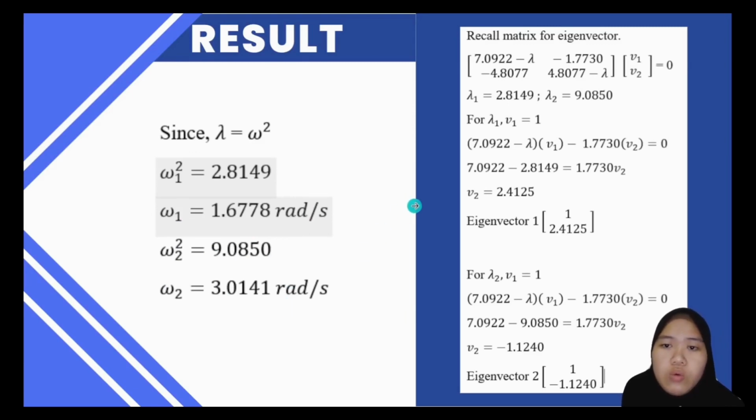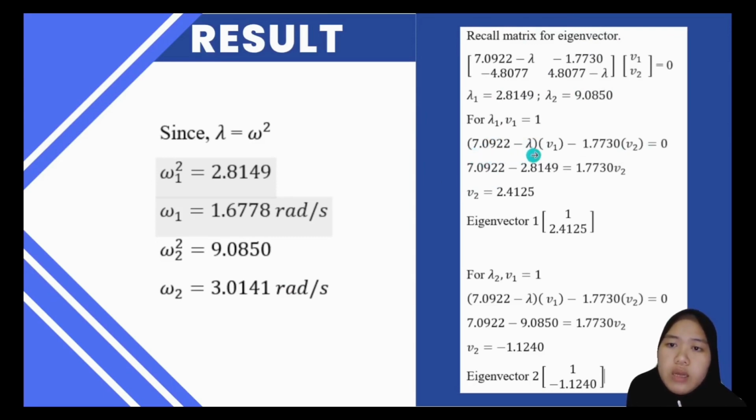So to find the eigenvector, we have to recall the previous matrix, which is this matrix. Then we will substitute into this equation.